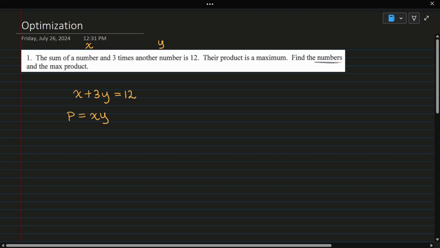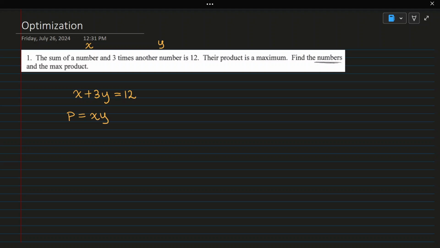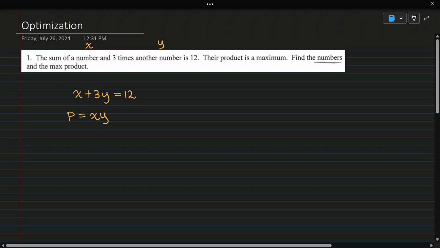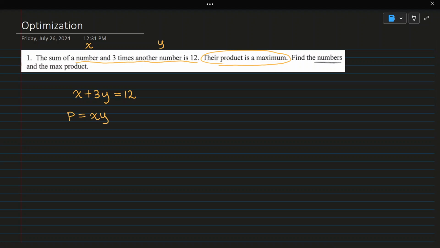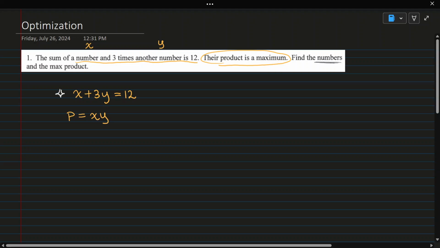So in general, for an optimization problem, we're given two functions. We're given a restraint function, or what we're given. In this example, it's this guy here, and we're given something that we need to optimize. So in this case, it tells us their product is a maximum, so we need to maximize the product. So I am going to put a diamond next to my restraint function and a star next to the function I want to optimize, so I know which is which going forward.